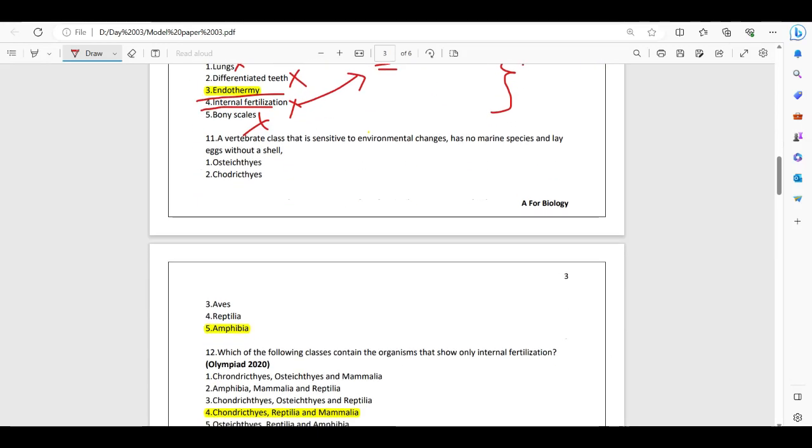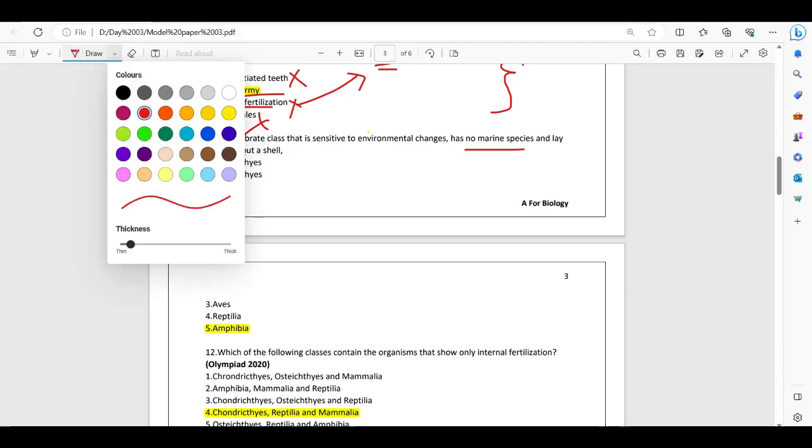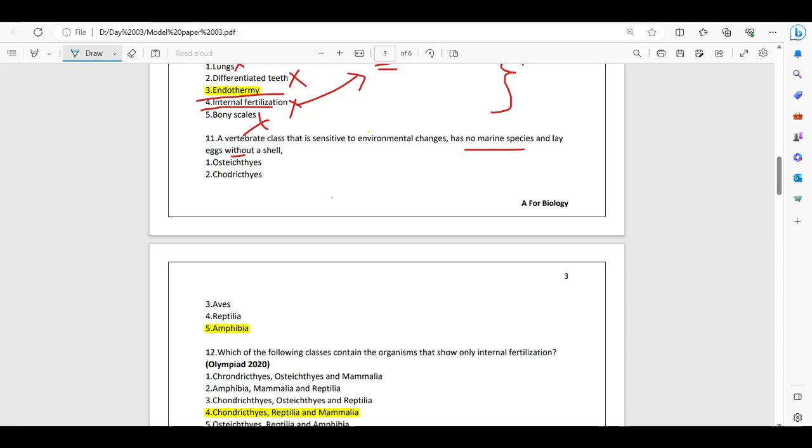A vertebrate class is sensitive to environmental changes. No marine species lay eggs without a shell. So the format is they give you features and ask for another feature, or sometimes they ask for the phyla or the class to identify that, or else sometimes they ask you to identify another feature. So the strategy is, using the given clues, you have to identify the particular phyla and then analyze the given answers and identify that particular new characteristic. If not, they will just ask you to identify the relevant phyla, domain, or the class. So this is a question that they ask about the class.